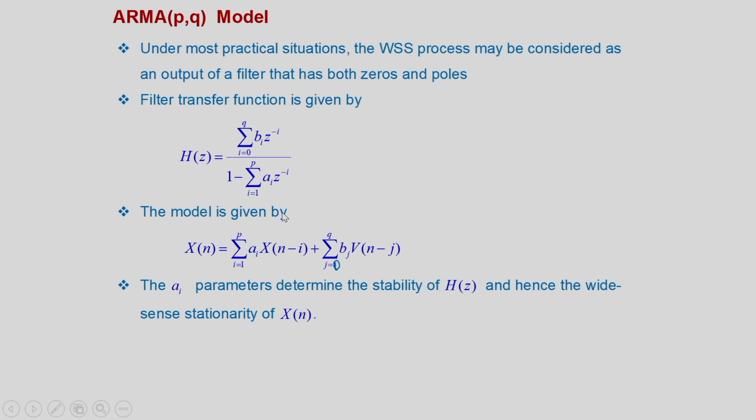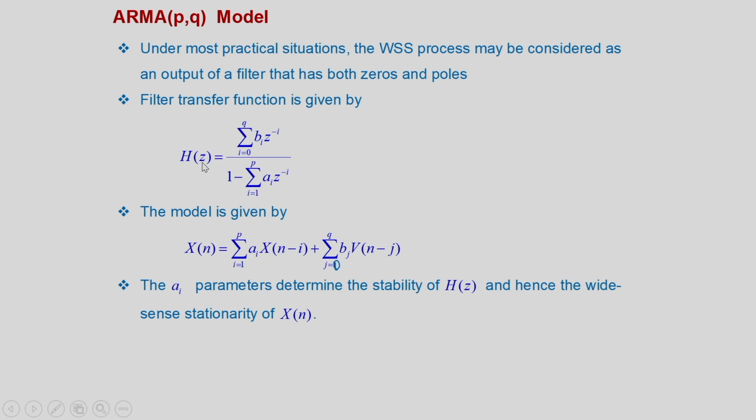The model is given by x[n] equal to the summation i going from 1 to p of a_i x[n minus i] plus the summation j going from 0 to q of b_j v[n minus j]. This is the difference equation model for the ARMA(p,q) model.